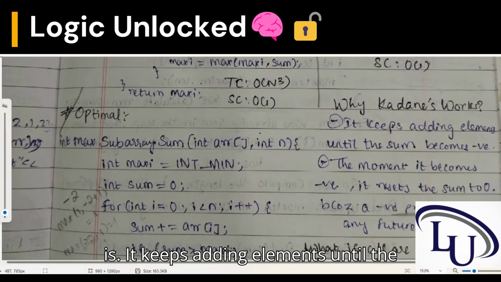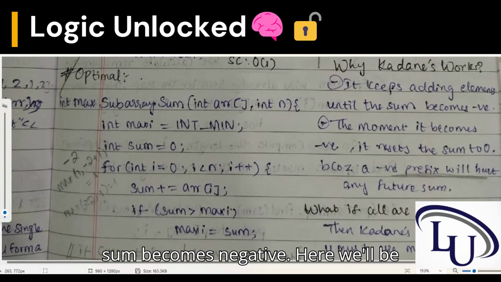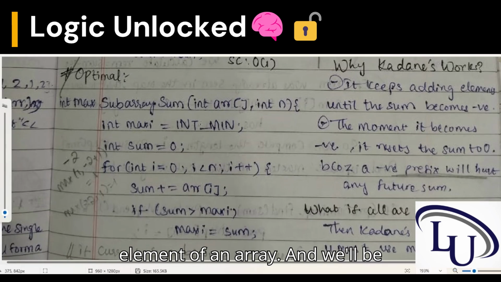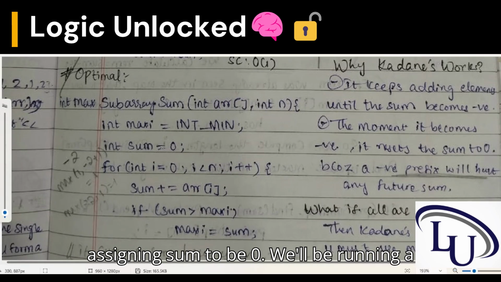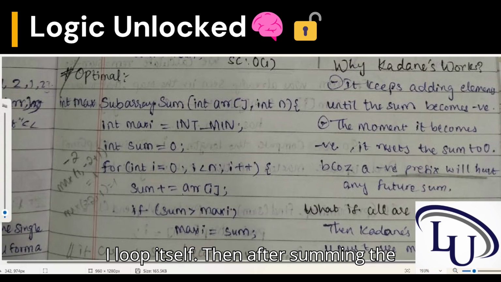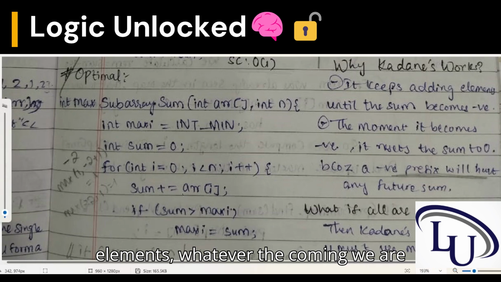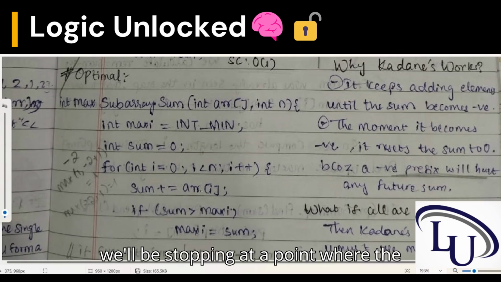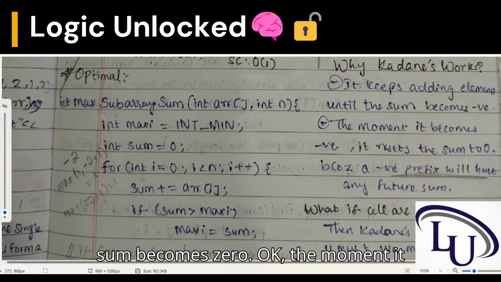So this is what it is. It keeps adding elements until the sum becomes negative. Here we'll take maximum to be INT_MIN, or assign it to the first element of the array, and we'll assign sum to be 0. We'll run an i loop and sum up in the i loop itself, adding whatever element we come across. The moment the sum becomes negative, we reset it to 0.